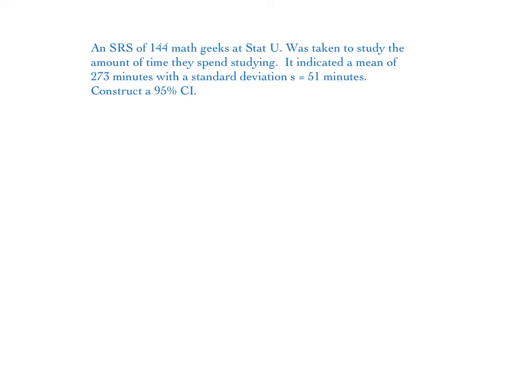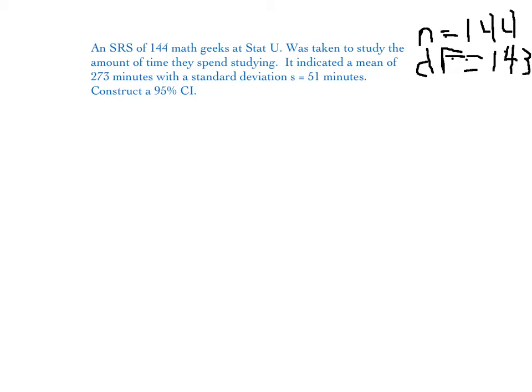I'm going to do a little explain everything using calculating a confidence interval. We have a simple random sample of 144 math geeks, so our sample size is 144. That means our degrees of freedom has to be one less than that, which is 143.